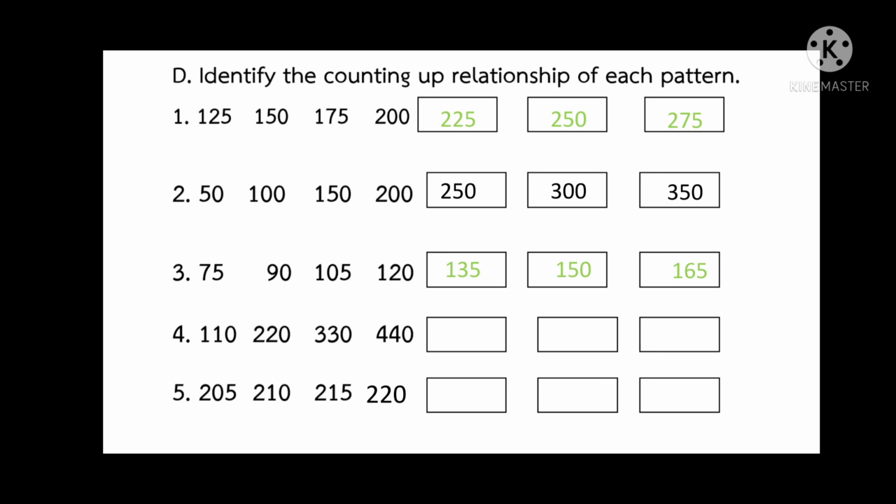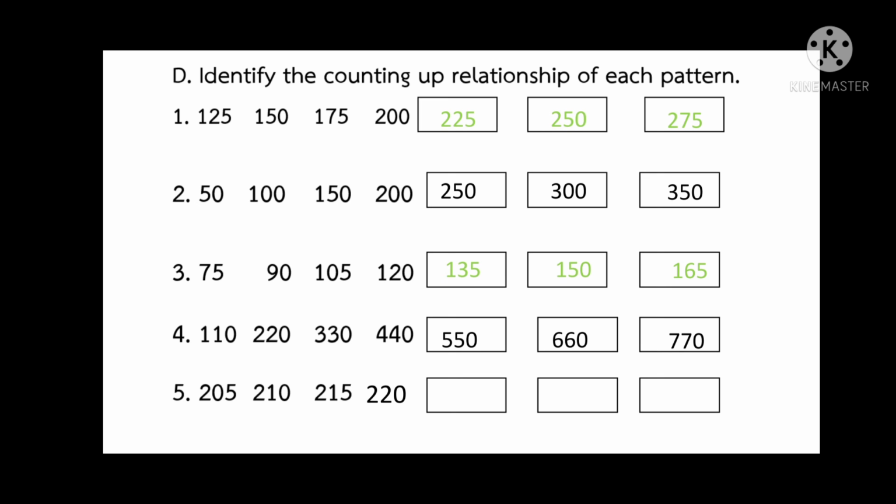Here's how we get number 2. Plus 50 after every number. 250, 300, and 350. For number 4, we will add 110 after every number. 110 plus 110 is 220. Likewise, we add 110 after every number.